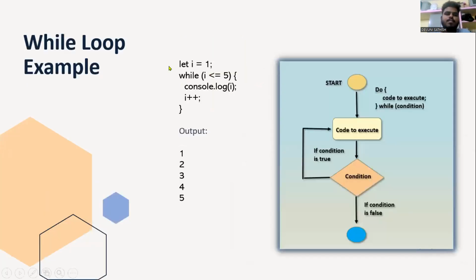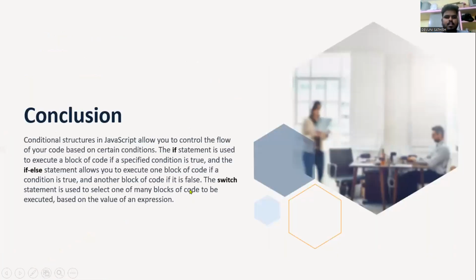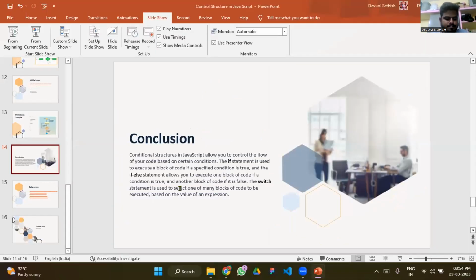So here is the example for the while loop. Let i is equals to 1: i is the variable and 1 is assigned to i. Here is the condition: i less than or equals to 5. If i is less than or equals to 5, it prints the value. When the condition is no longer satisfied, it stops generating output. So till 5 we get the output like this: 1, 2, 3, 4, 5. One second, I'll show the demonstration.